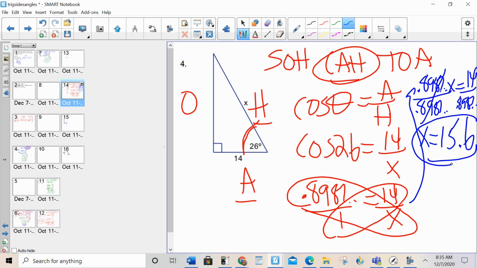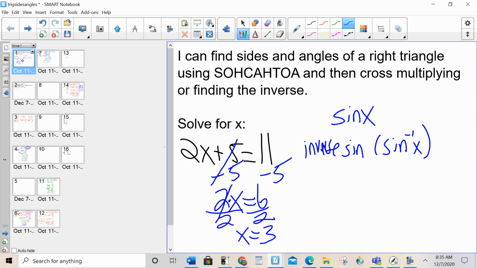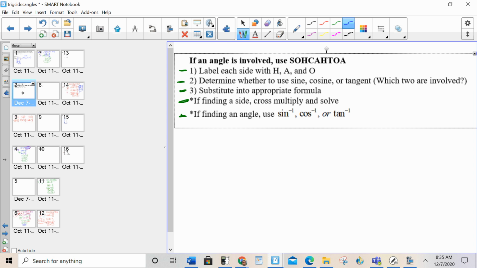Your classwork/homework is going to be to finish finding sides and angles with Trig or with SOHCAHTOA. And again, your steps, always, you're going to label your H, your A, and your O. From there, you're going to determine if it's sine, cosine, or tangent, depending on which ones are involved. You're going to substitute into the appropriate formula. If you're finding a side, x will be in a fraction, you're going to cross multiply and solve. If you're finding an angle, you're going to use inverse sine, inverse cosine, or inverse tan.